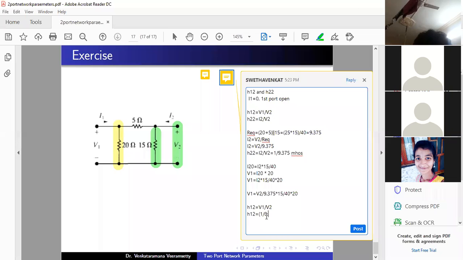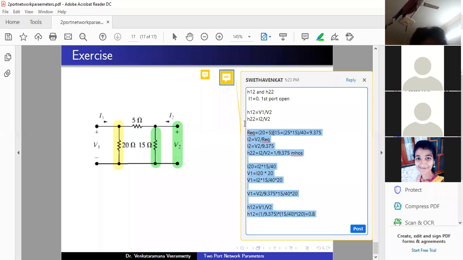So that's nothing but 1 divided by 9.375 into 15 divided by 40 and into 20, right? So that value is equal to 0.8. So there are no units for H12, right?